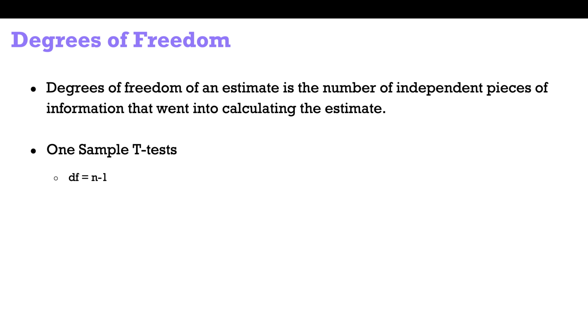Degrees of freedom. We're going to get into this in a minute, but I want to teach you the definition first. So degrees of freedom is an estimate of the number of independent pieces of information that went into calculating the estimate. Okay? So for a one sample t-test, this is the part you need to know. The degrees of freedom is n minus 1. So our sample size minus 1. Okay, so if we have a sample size of 25, our degrees of freedom for a one sample t-test will be 24.